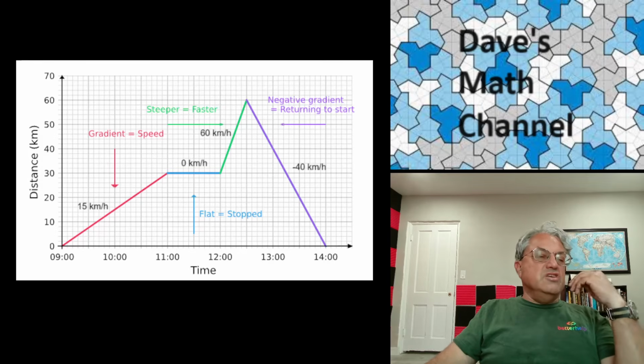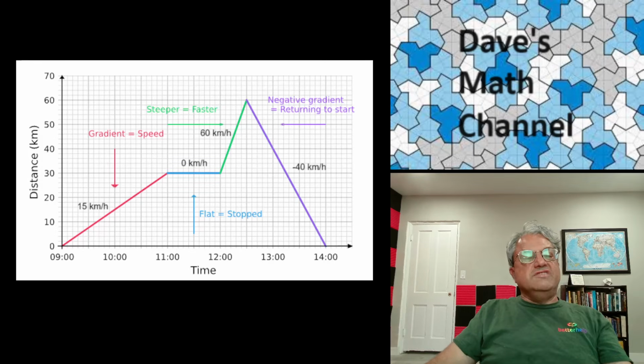But then notice the blue line, that's horizontal. So that means that your average speed during that interval was 0 because you didn't move, right? You didn't move from 11 o'clock to noon. You were stationary. Maybe you were parked. Maybe you were out getting lunch during that period of time.